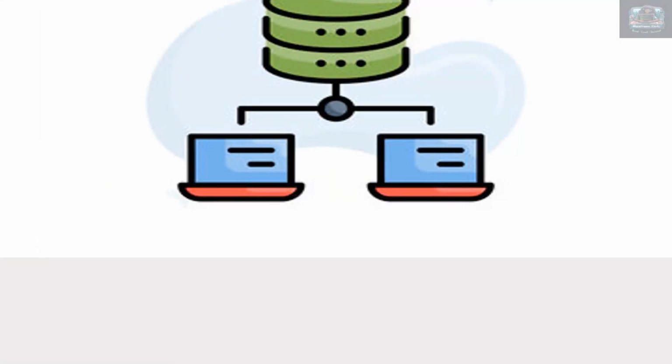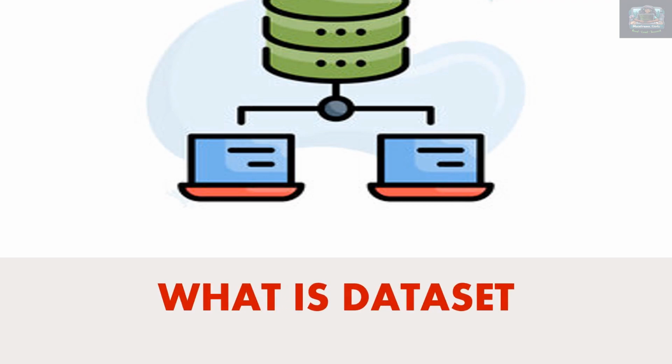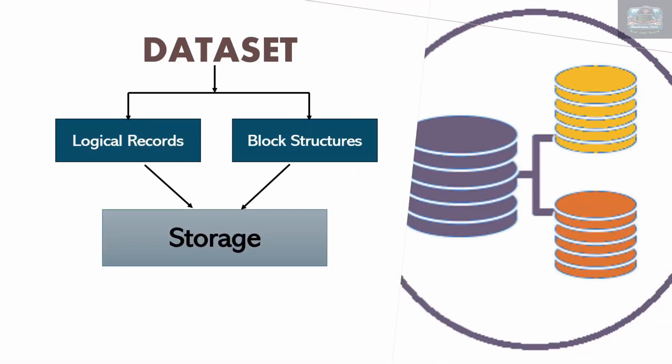Today we'll discuss a basic term which we use in a mainframe, that is a dataset. I'll explain how we use a dataset in our JCL coding, how a dataset is stored, which types of datasets there are, how many ways we can create a dataset, and many more. Okay, we'll see the definition of dataset.